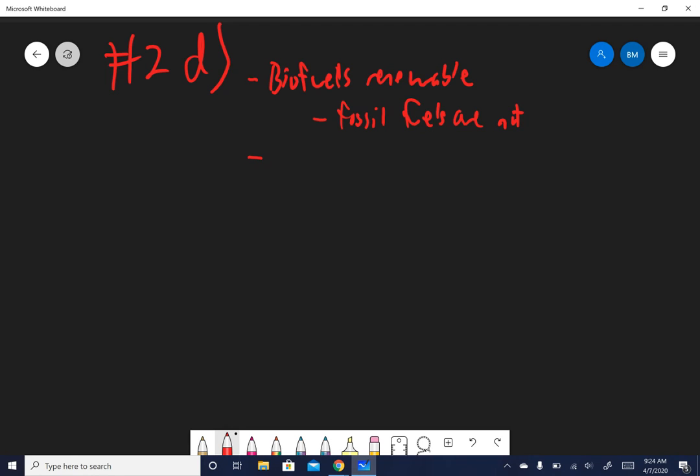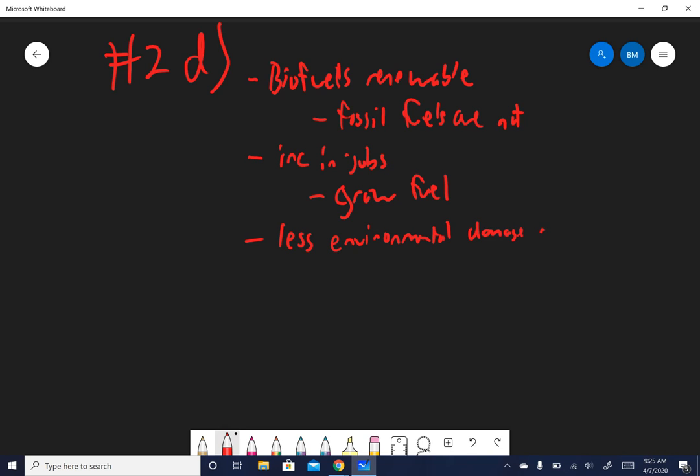What's another on 2 advantages here? Let's say increase in jobs. If you're going to have a whole lot of biofuel, like corn or even algae, you need jobs to grow the fuel. So increase in agriculture. What else? Less environmental damage due to transporting fossil fuels, or transporting or harvesting. So fracking to get natural gas, pipelines or tankers that could leak oil. So you would have to elaborate on that.